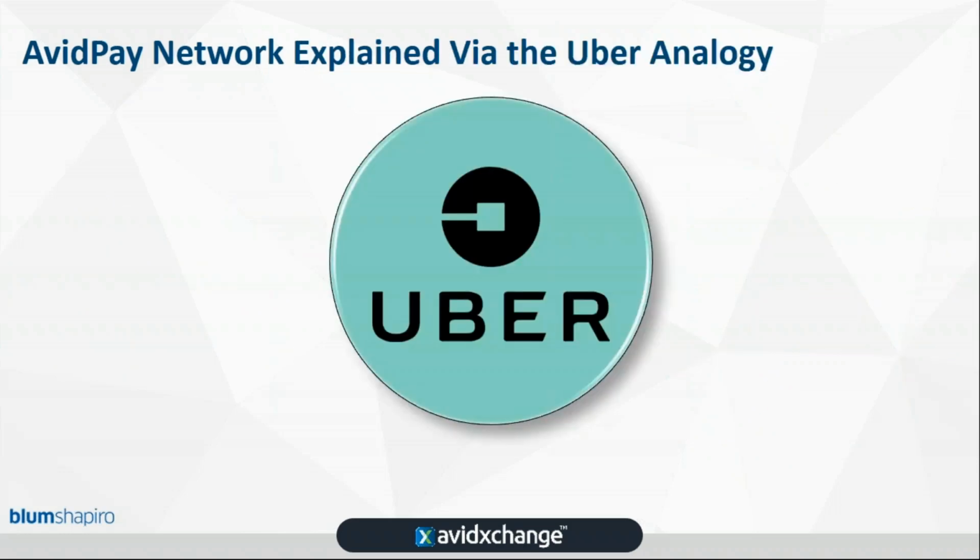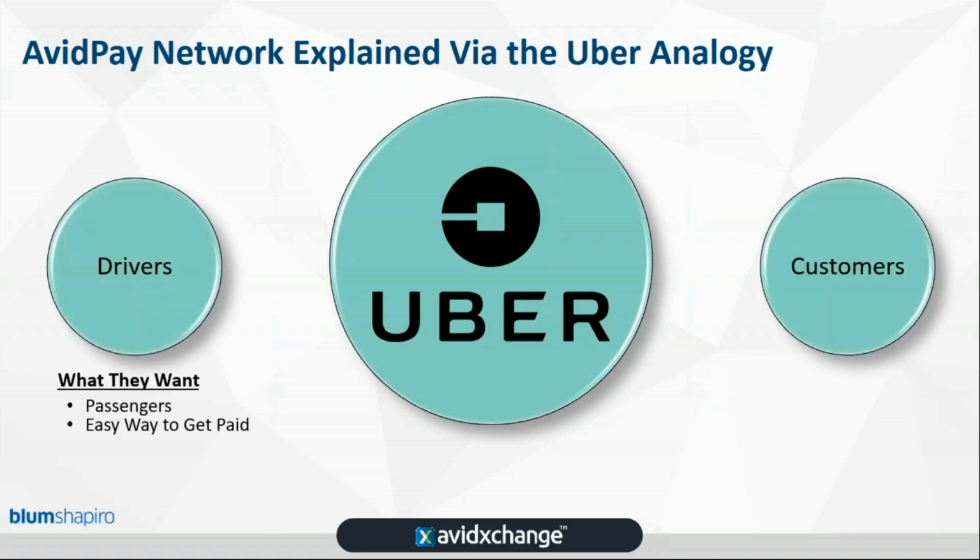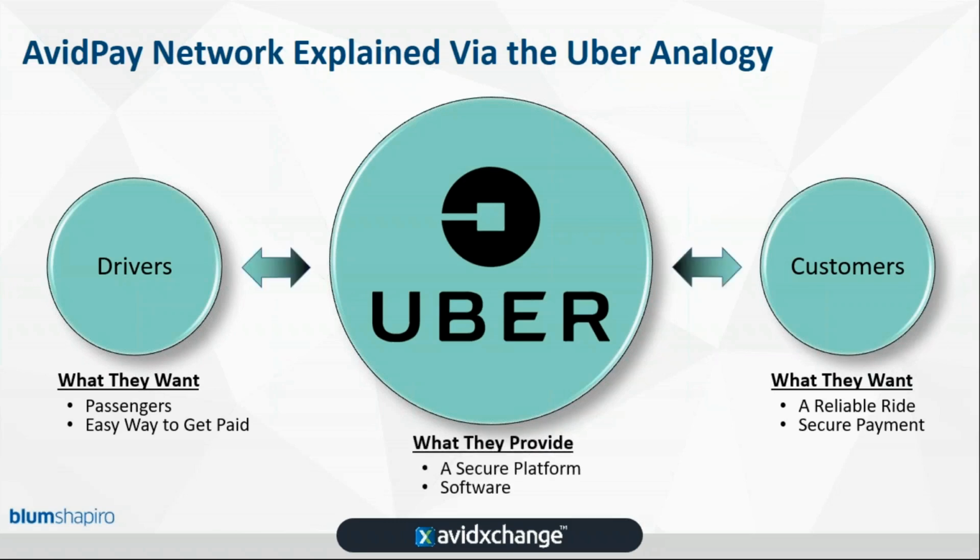So, a lot of people have a hard time wrapping their arms around what this Avid network really means. I think a great analogy is when you think about Uber. Uber has customers, and what do these customers want? Customers are you and I when we're asking Uber to pick us up for a ride. What do we want? We want a reliable ride, and we want a secure way to make that payment. On the other side of the equation of this Uber network are drivers. What do drivers want? Real simple. They want passengers, and they want an easy way to get paid.